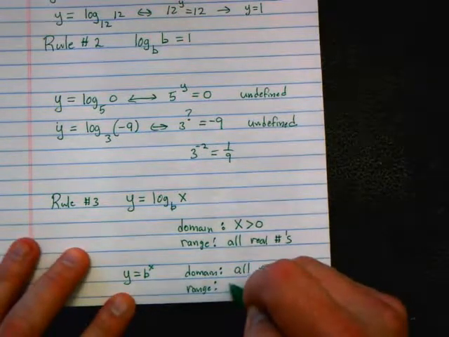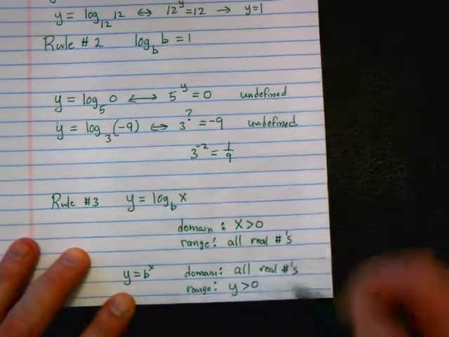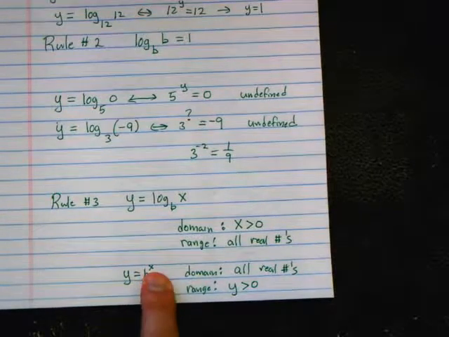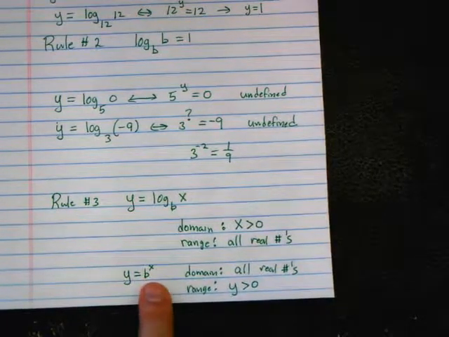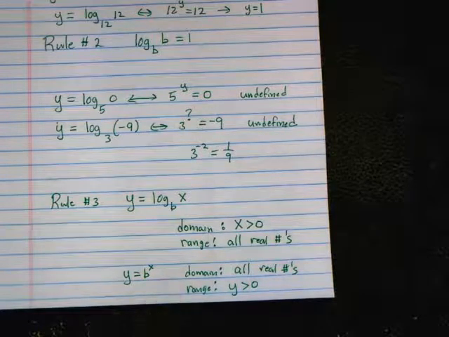I think it's just y is greater than 0. For example, if I have 5 to a power, can I plug a number in to get 0 for that? I don't think so. 5 to any power is going to give me a positive answer.